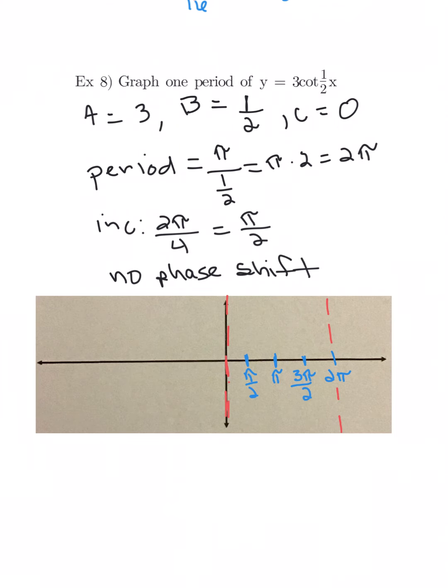Our a was 3. So our vertical axis, we need a 3 and a -3. Our 0 is happening at the center. And then this is a cotangent function. Cotangent starts high, ends low. So putting this in between our asymptotes and following our points, there is the graph of our cotangent function.